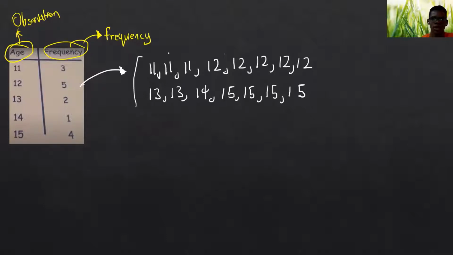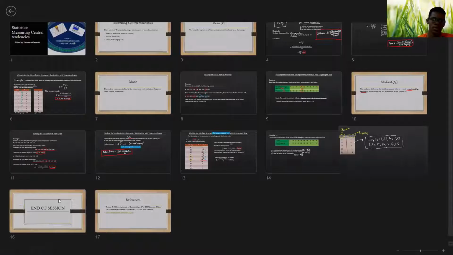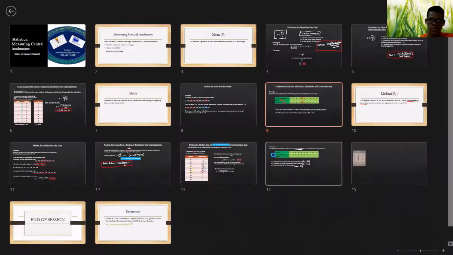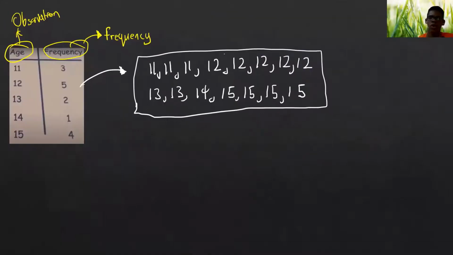So this is the raw data set upon which they constructed the frequency table from. And you can go ahead and do this with any frequency table. But when you have large numbers like 23, 4, 5, it's going to take you a really long time to write down all of those. But when you're working with small frequencies, you can actually take the time and write down the raw data set.